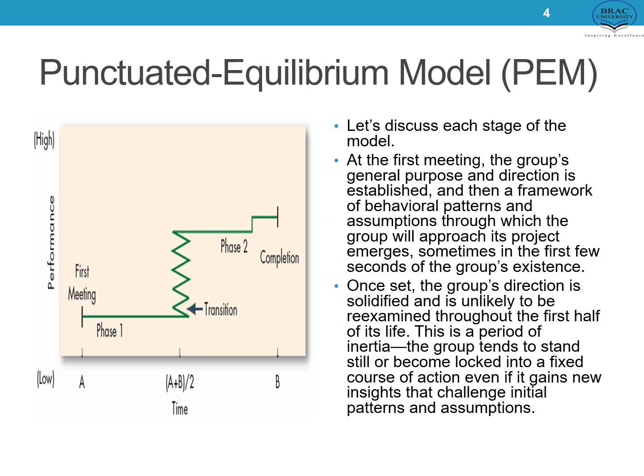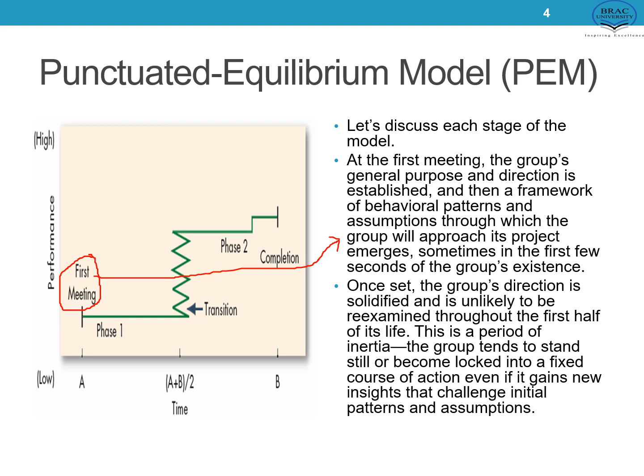First of all, when they meet for the first time, their general purpose and direction is established, and their framework of behavior patterns and assumptions through which the group will approach the task are all established. So this first meeting is actually an objective statement. Here they set their targets and objectives, they get to know what to do, why they are here, why they are actually this group. That is why this first meeting is important in terms of the group development model.